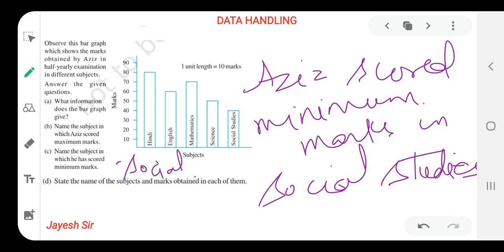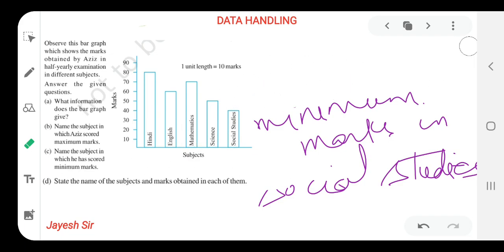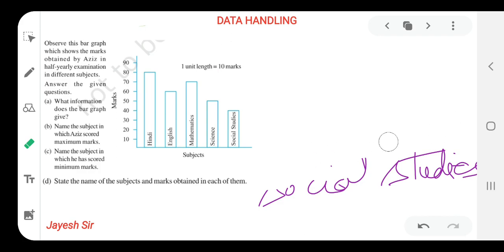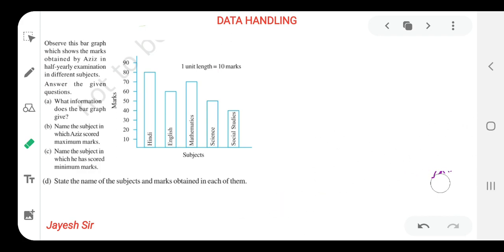You can directly write social studies also over here. Social studies is the answer for this question, and for the previous question the answer was Hindi. Yes, you can directly write the subject name also, then also you will get the full marks friends. But if you write with full statements, that would be better for you and will develop your writing skills also, and that would help you in writing detailed answers. That would help you in higher grades, because in higher grades you need to write full sentences only.